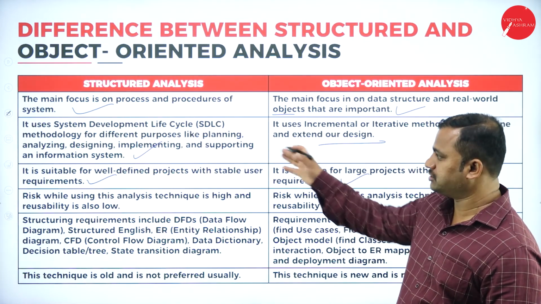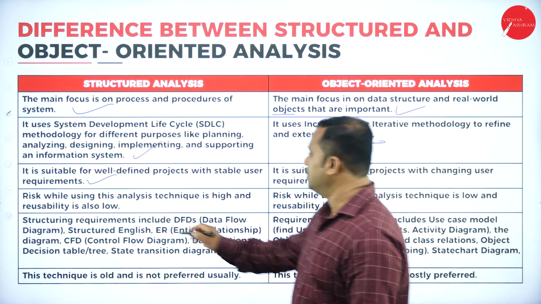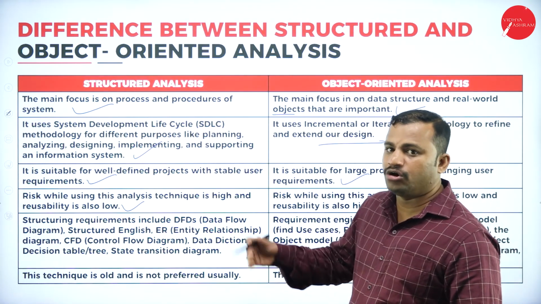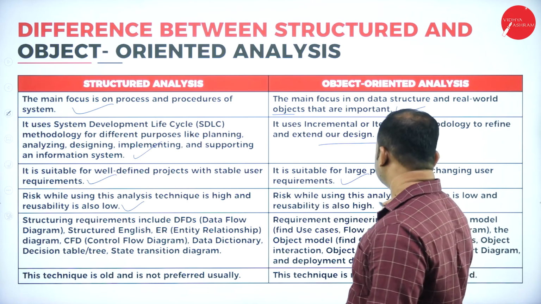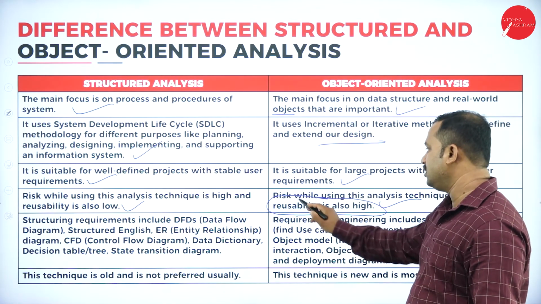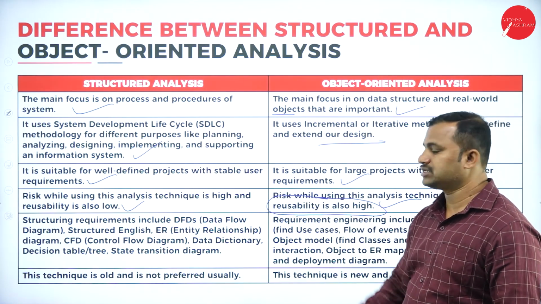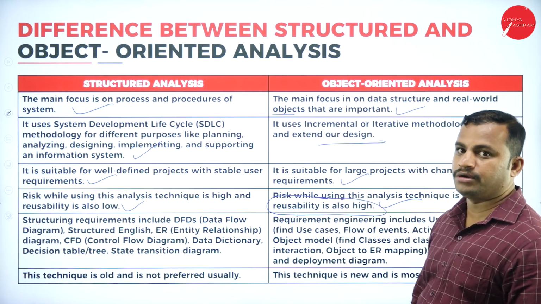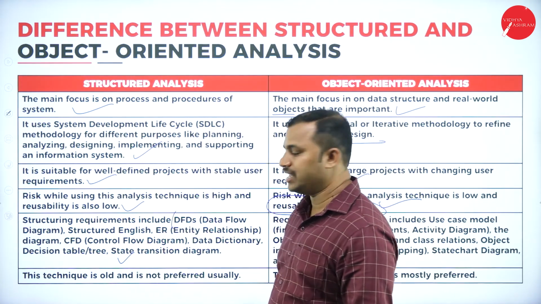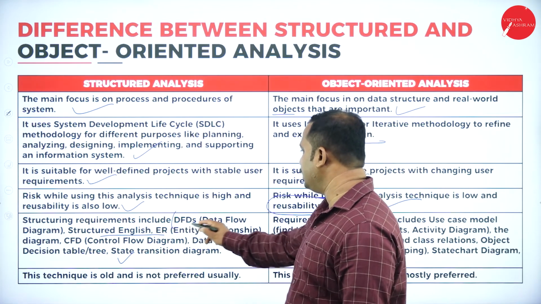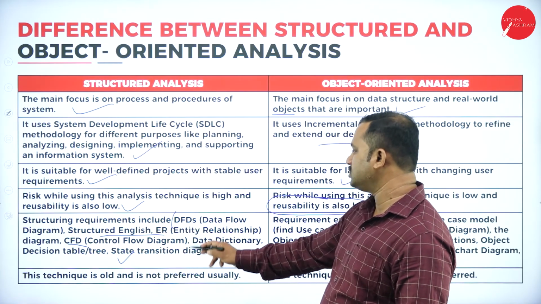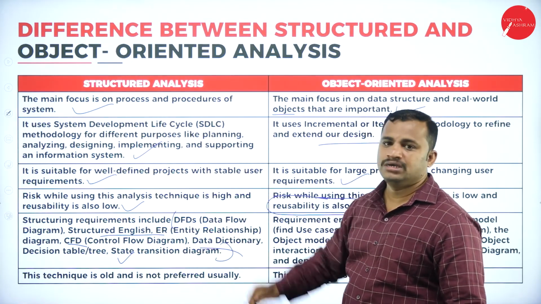Structured analysis is suitable for large applications, while object-oriented is suitable for smaller applications. The risk while using the structured technique is high and reusability is low, that means we cannot reuse the existing code. But in object-oriented analysis, we can reuse the existing functionality, and reusability is high. In structured analysis, we cannot reuse components in great number. Structure-oriented design includes flowcharts like the data flow diagram, structured English, entity relationship diagram, control flow diagram, data dictionary, decision table or tree, and state transition diagram. All these are examples of structured analysis.